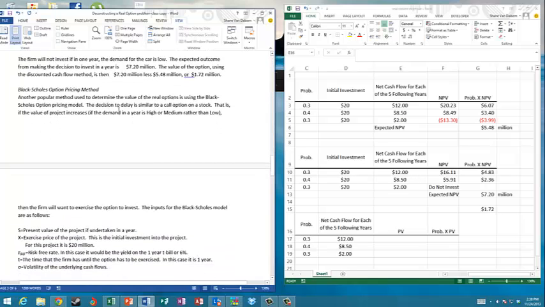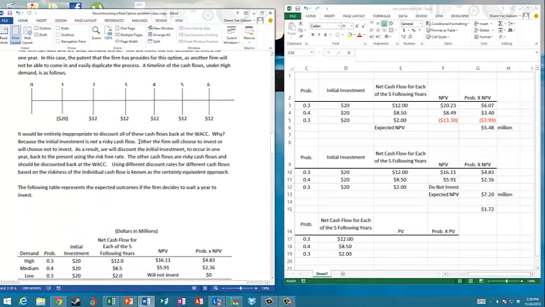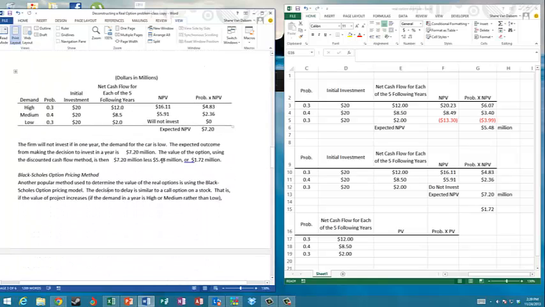Another popular method used to determine the value of real options is the Black-Scholes option pricing model. Now between the two, I kind of prefer the discounted cash flow model because you do get to see a tangible dollar amount. However, there is a benefit to the Black-Scholes option pricing model that I'll show you when we get to the end of it.